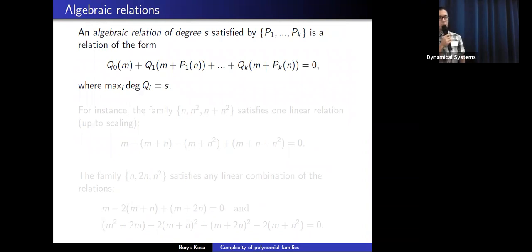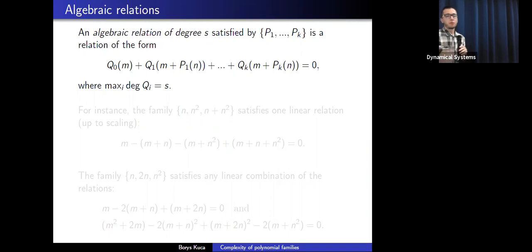So before I present my own results, I'll have to talk a bit about algebraic relations, because it turns out that to answer the question listed on the previous slides, it's essential to understand the algebraic relations satisfied by the polynomials that belong to the family. So for me, an algebraic relation of degree s satisfied by this family is a relation of the form given here, where q0 through qk are polynomials, the highest degree of which is s. Okay, so that's an algebraic relation of degree s.